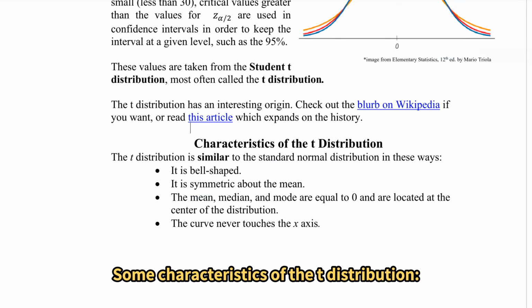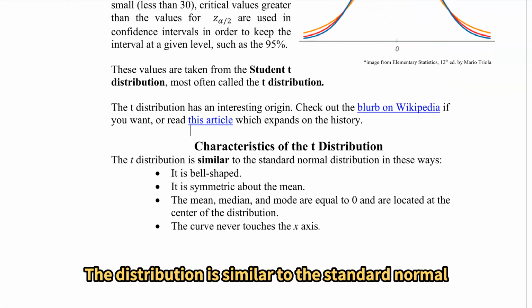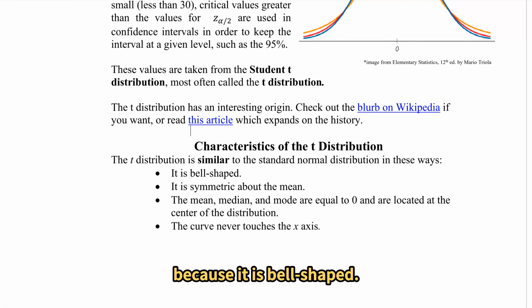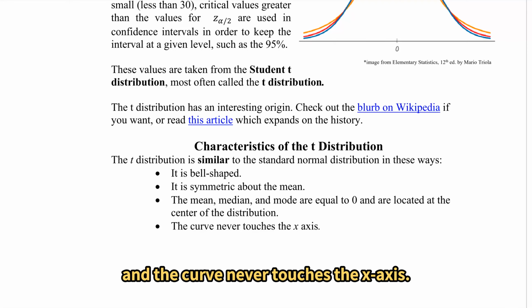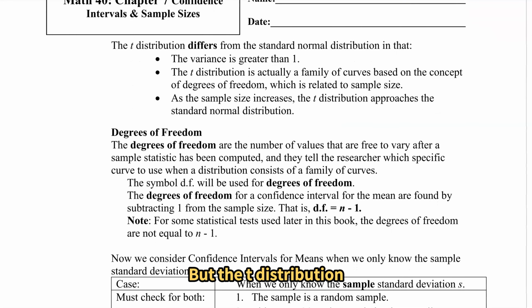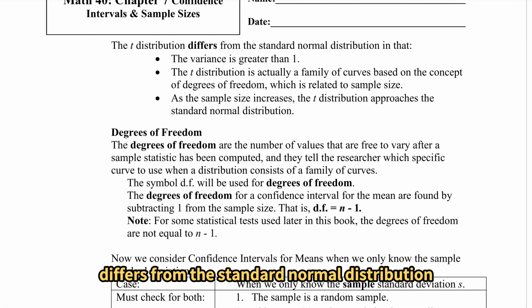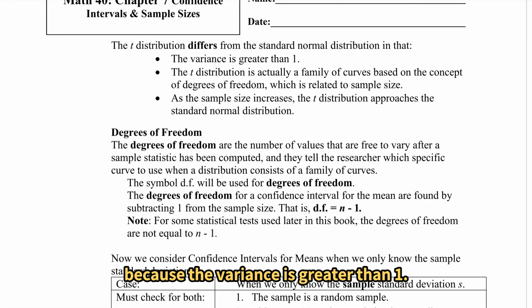Some characteristics of the t distribution. The distribution is similar to the standard normal because it is bell-shaped, it's symmetric, the mean, the median, the mode are all equal to 0 and located at the center, and the curve never touches the x-axis. But the t distribution differs from the standard normal distribution because the variance is greater than 1.